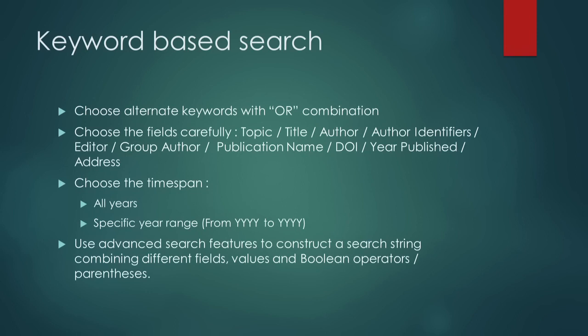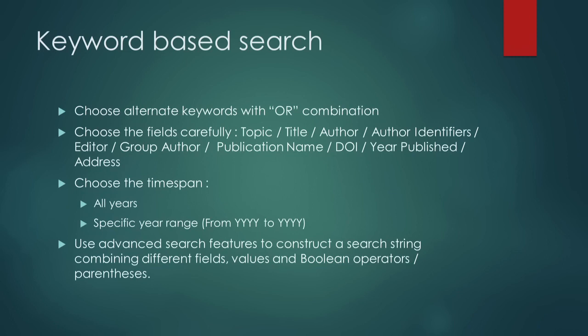So, therefore, it is very important to find out what all the alternate keywords are, so that we can use them with an OR combination, so that we can get a union of all the results that will match the set of keywords that we have combined. It is very important to also choose the fields. It is possible for us to choose fields like topic, title, author, author identifiers, editor, group author, publication name, DOI link, year of publication, address, etc., so that we can search for articles pertaining to the respective field.